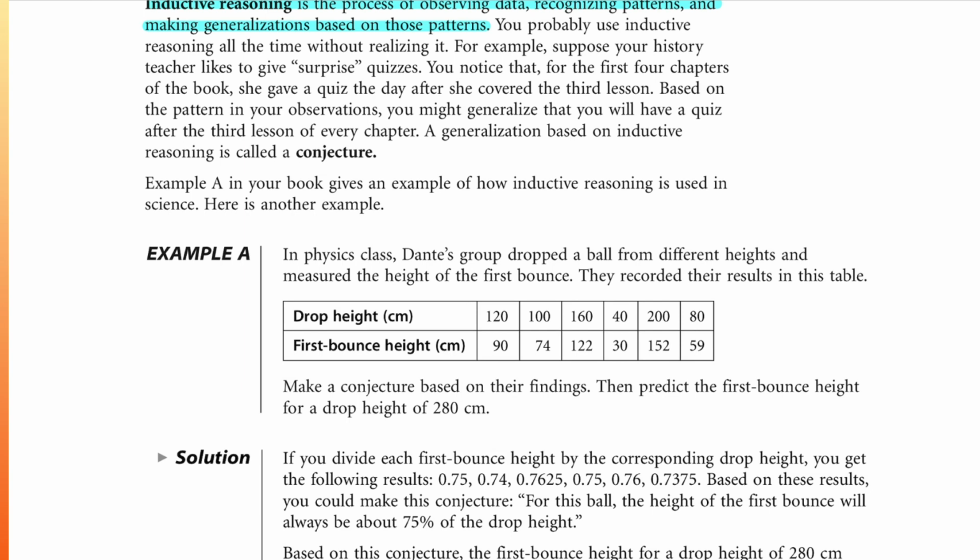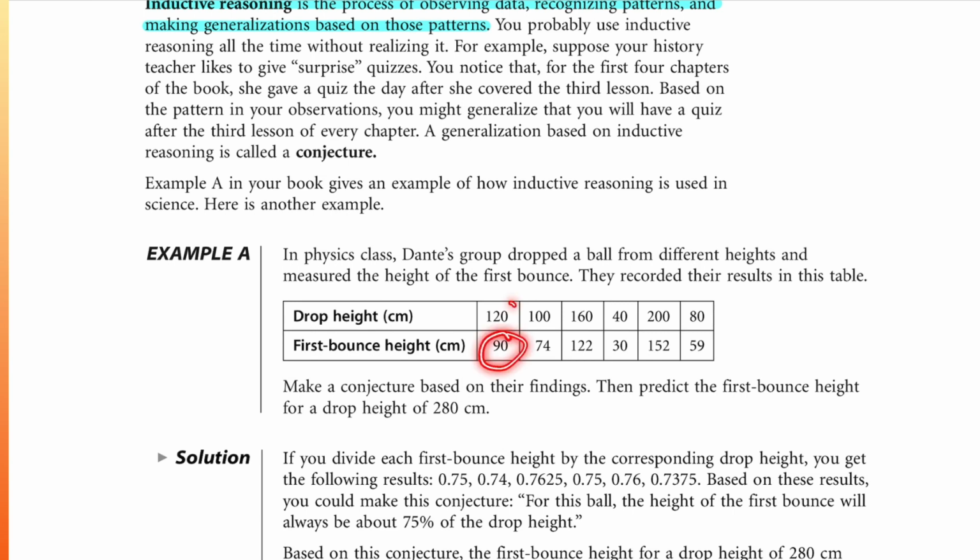All right, here's an example. They say in physics, Dante's group dropped a ball from different heights, measured the height of the first bounce, and they recorded the results. So they dropped it from 120 centimeters. The result was 90. That's how high the ball bounced. They dropped it from 100, it bounced up to 74, so on and so on.